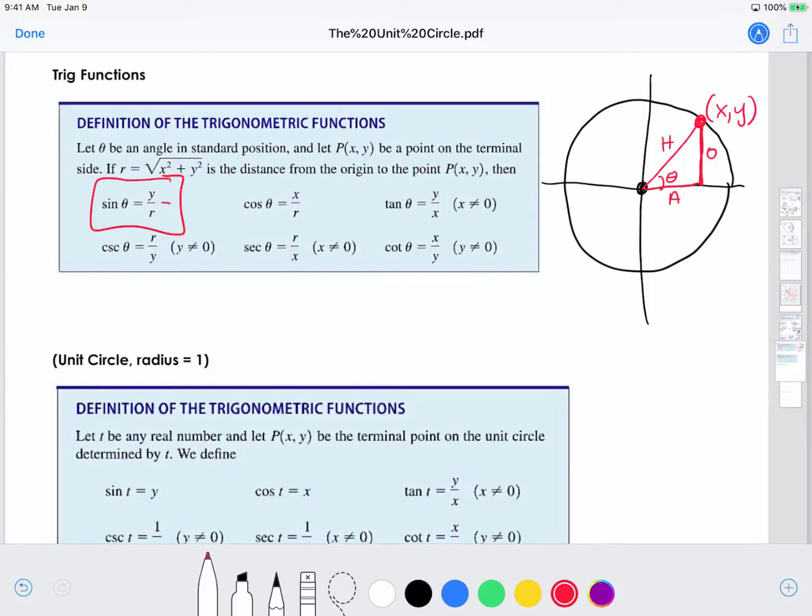Our cosine is the adjacent side over the hypotenuse. The hypotenuse is my radius, which is r, and my adjacent side is my horizontal distance from the origin, so that's going to be my value of x. So that's where they're getting x over r from. Tangent is going to be opposite over adjacent, so that's my y value over my x value, because that's the vertical distance from the origin over the horizontal distance from the origin. And then using our reciprocal identities, we can get the rest.